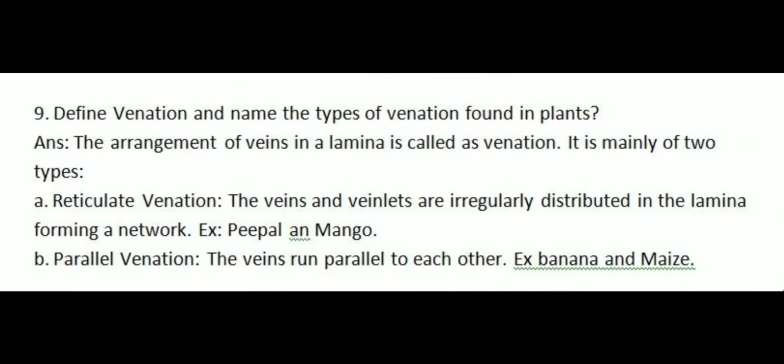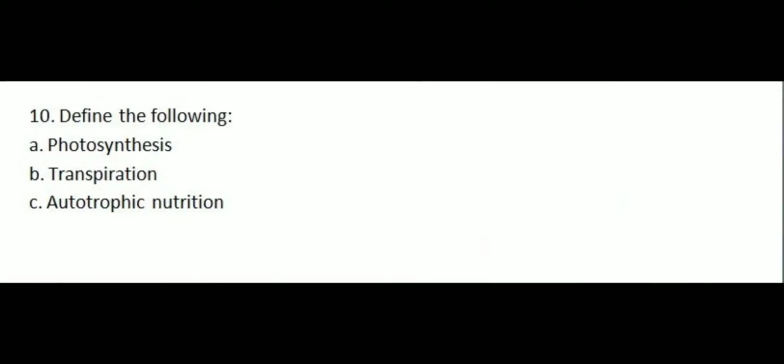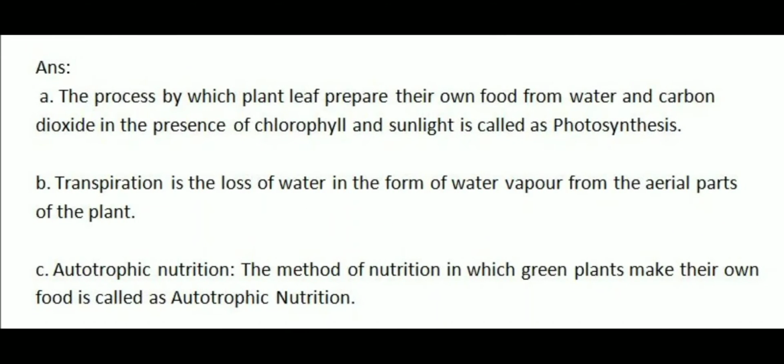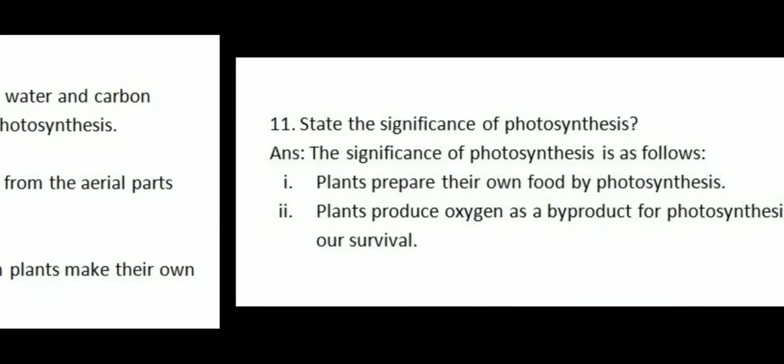Next is venation, and what exactly is venation, you'll be writing about it. The two types of venation, you'll be writing about them too. Next you have to define the following, that is photosynthesis, transpiration and autotrophic nutrition. The definitions are given over here.